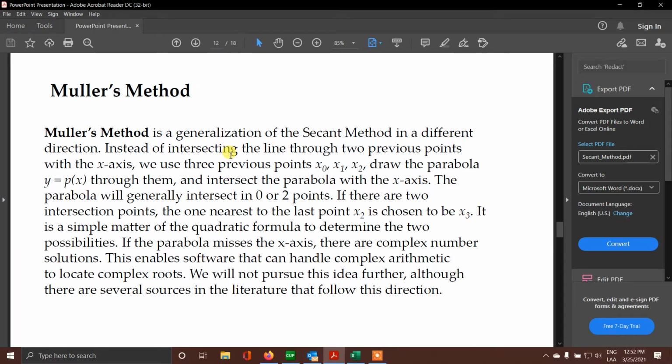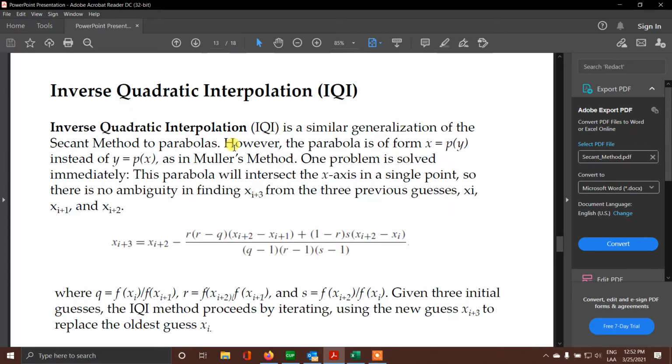So a better option for this method is what we call the inverse quadratic interpolation, or the IQI. This method is very similar to the generalization of the secant method to parabolas. However, instead of being in the form of y equal to p of x, we actually have the opposite. We have the parabola in the form of x equal to p of y instead of p of x, which was the assumption of Muller's method.